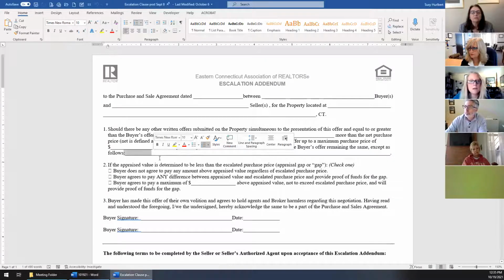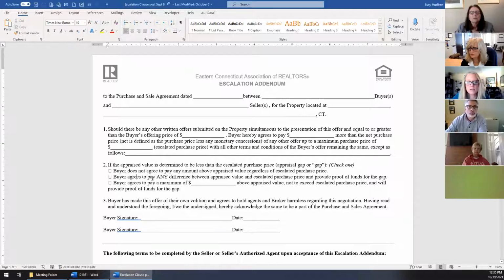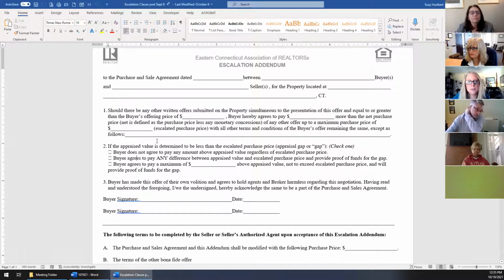The second section of the top portion of the addendum is all about the appraisal. We went back and forth in the Forms Committee as to whether we should put something in here, but it came to our attention that more often than not, whenever there's a hot property, the appraisal is something the seller and the buyer really should talk about if there are multiple offers, and it is going to play into negotiations.